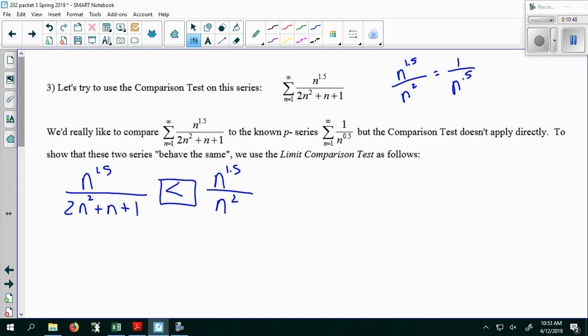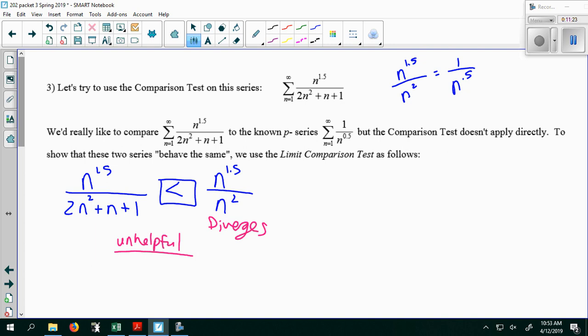And this is an unhelpful comparison because this diverges, right? 1 over n to the 0.5 diverges. And being smaller than something divergent is an unhelpful comparison. We have no idea whether our thing is finite or infinite. So this is unhelpful. So that's why the comparison test doesn't apply, right? It tells us nothing helpful.